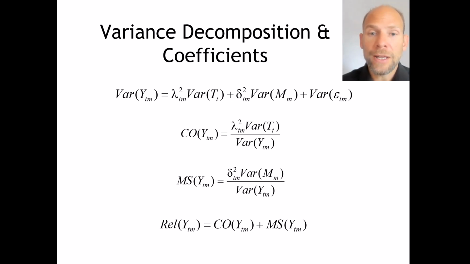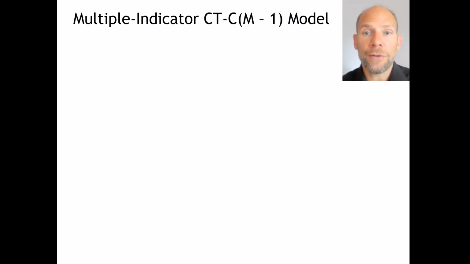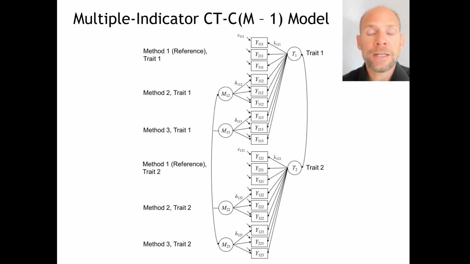So therefore, a different version of the CTCM-1 model has also been developed by Eid and colleagues, which is called a multiple indicator CTCM-1 model, and that model tends to be more realistic in practice and tends to fit better. It does not assume that method effects generalize perfectly across traits. In the multiple indicator CTCM-1 model, we have more than one observed variable per trait method combination.